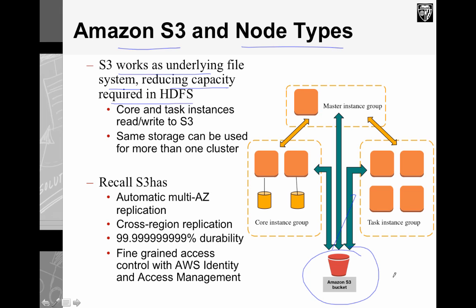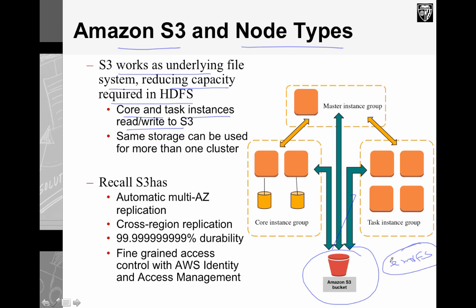So the idea there is that you store all your data in Amazon S3. This is a recurrent theme in Amazon. They always say, bring all your data into S3, store it over there, and then launch the cluster whenever you want, process it, and put the results back into S3. It's a common pattern. The core and task instances read and write to S3. It's possible to do that, and they do that using what is called EMRFS.